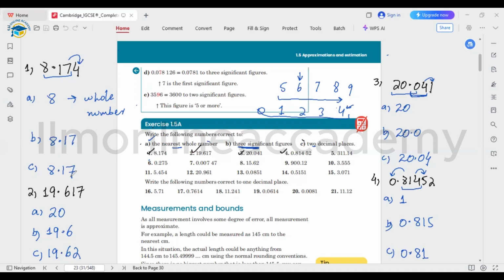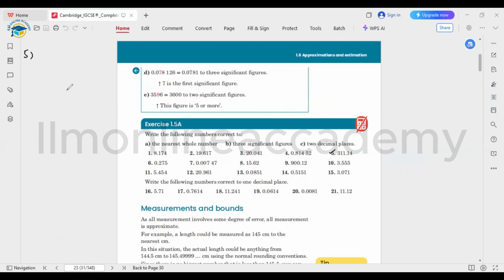Okay, next, moving towards the next part, we have this fifth part over here. So let's move towards that. In the fifth part, we have the number 311.14. So again, for this as well, first of all, we need to check the nearest whole number. So the nearest whole number checking will be before the decimal point. The number is 311. And after the decimal point, we have only 1. So no need to add one to the previous one, we need to write 311 as our nearest whole number.